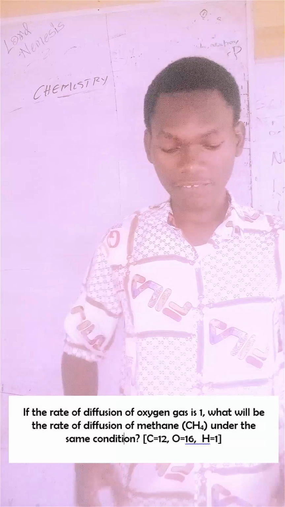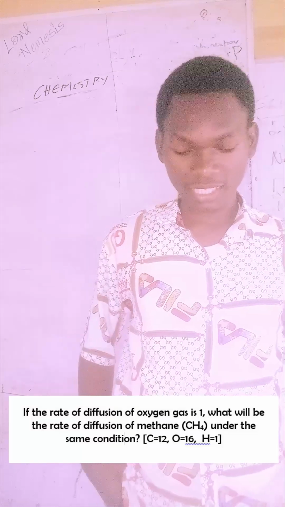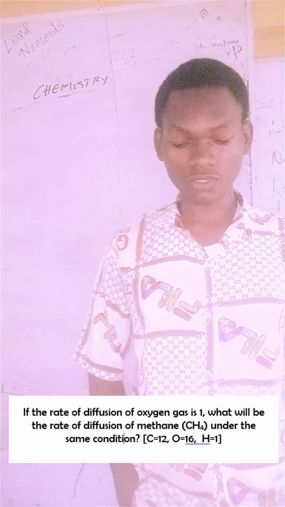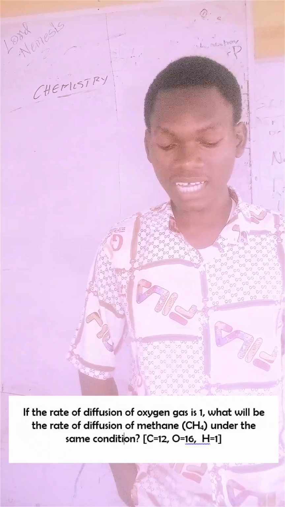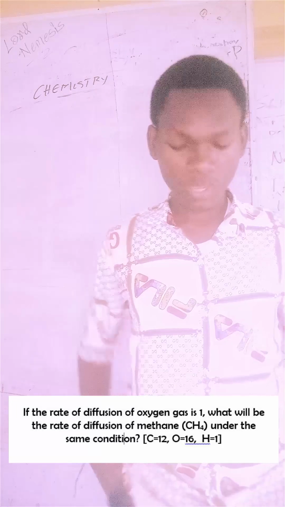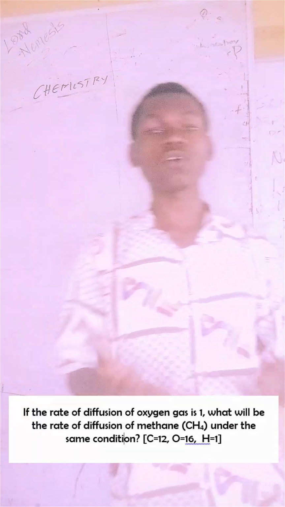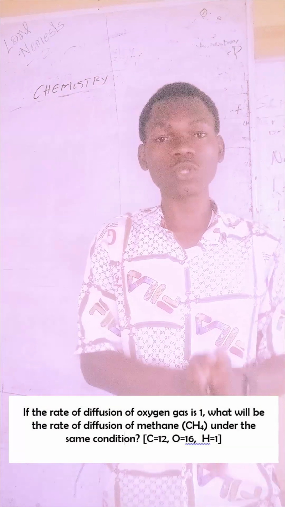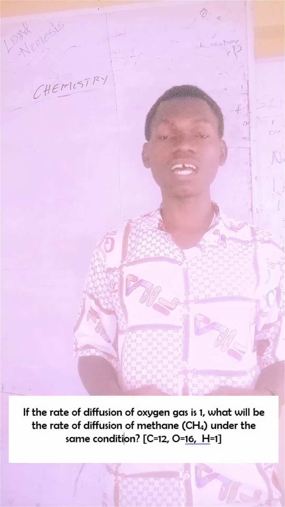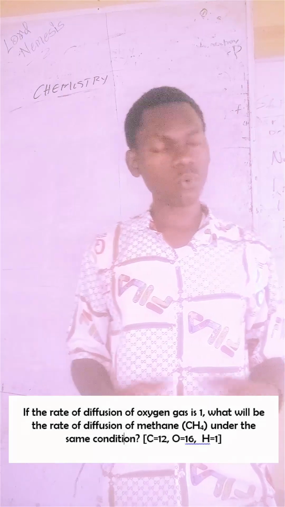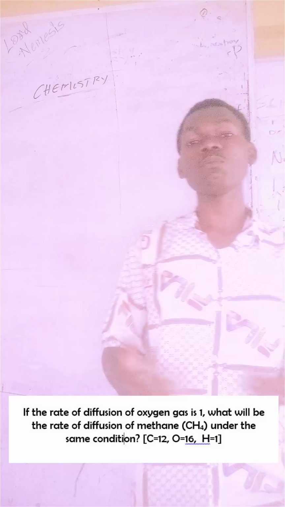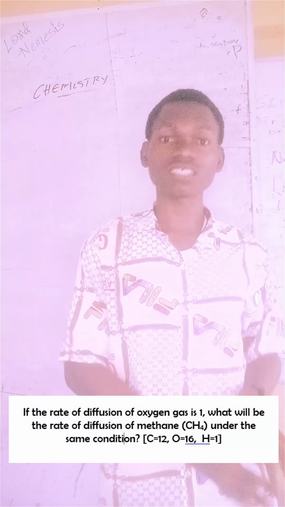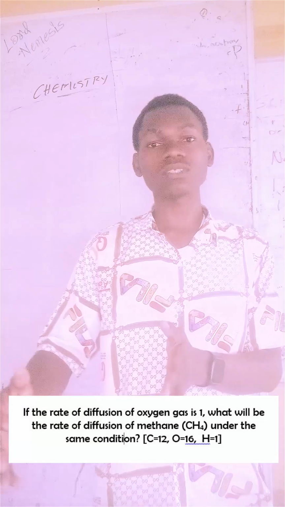We have a question here. If the rate of diffusion of oxygen gas is 1, what will be the rate of diffusion of methane under the same condition? So we are asked to calculate the rate of diffusion of methane if we have calculated the rate of diffusion of oxygen and it's 1. So quickly, what is diffusion? Diffusion is the movement of gases from the point of higher concentration to the point of lower concentration.